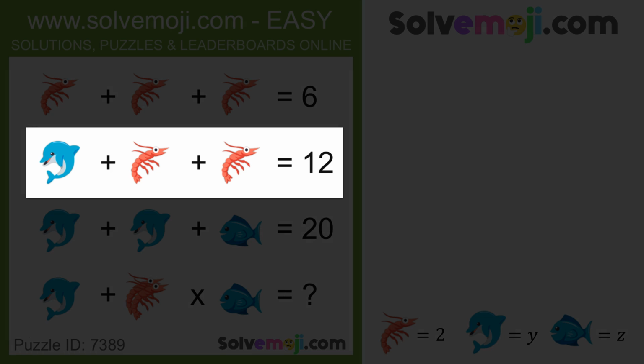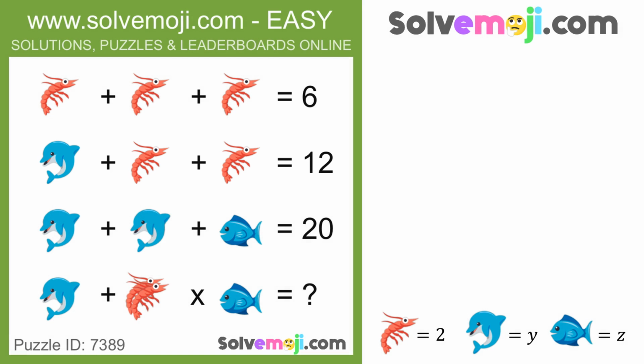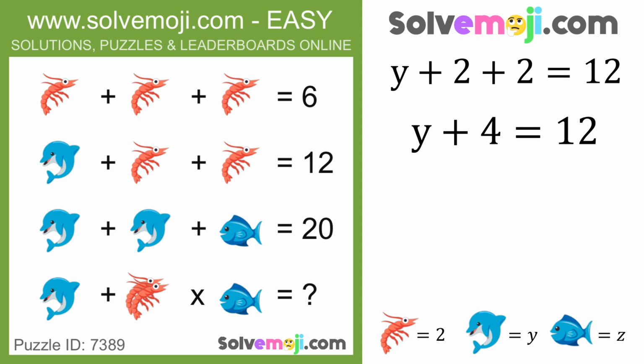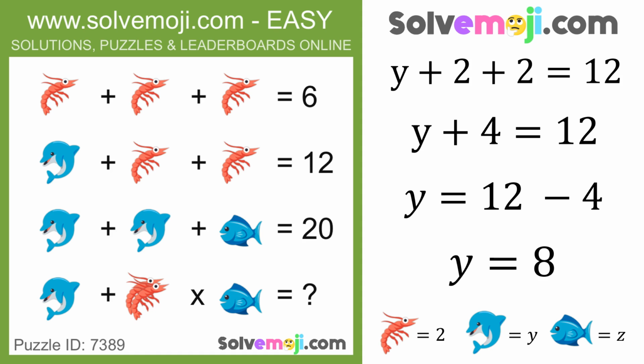If we now move on to the second row, we have 1 dolphin plus 2 shrimps equal to 12. Remembering we have just worked out that the shrimp equals 2, we can write this out as y plus 2 times 2 equals 12, or y plus 4 equals 12. If we subtract 4 from both sides, we will get y equals 12 minus 4. Therefore, y is equal to 8.